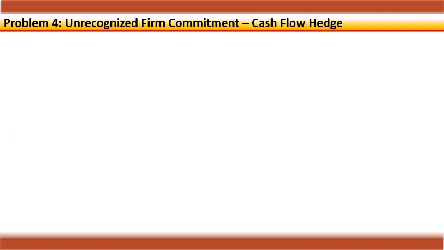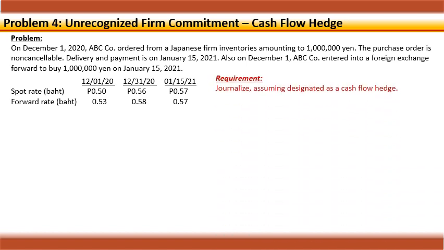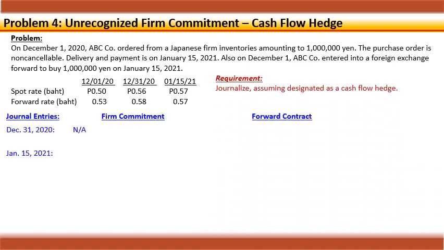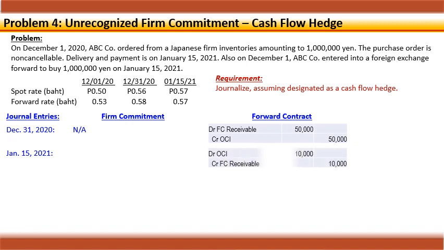Okay? What if naman cash flow hedge? It's the same problem except that cash flow hedge siya. Kapag cash flow hedge kasi, same din naman as of date na nag-order ka, December 1, 2020, no entry. Pero ang pinagkaiba lang nila, pagdating mo ng December 31, 2020, no need to remeasure the firm commitment kapag cash flow hedge. Ang i-remeasure mo, si forward contract. Tapos yung gain or loss on remeasurement is not recognized within P&L. It's recognized within other comprehensive income. So, dun sa remeasurement mo, you have debit forward contract receivable 50,000, credit your other comprehensive income 50,000.